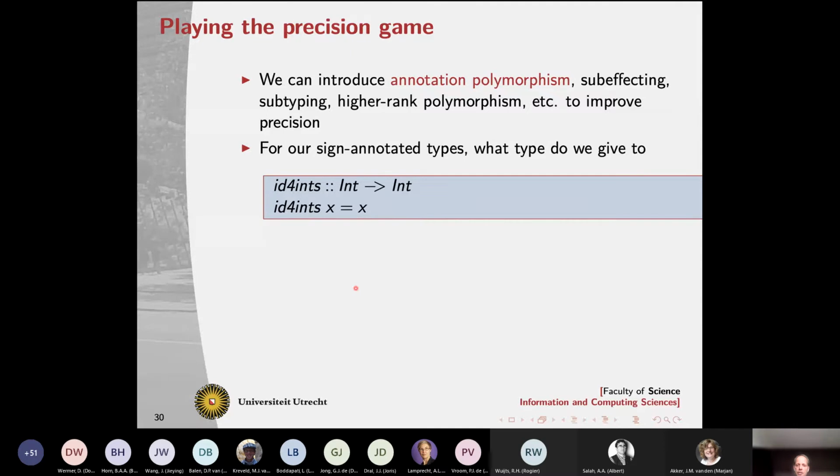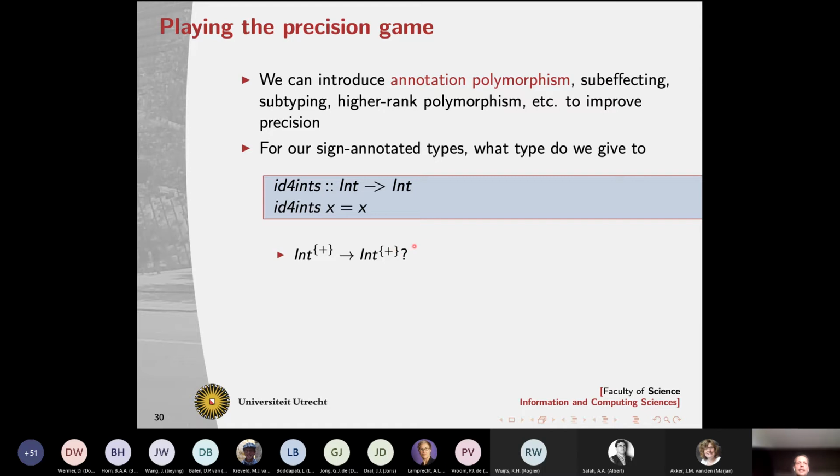And then, in the research that addresses this field, you're going to play the precision game. There are lots of complicated words here, but essentially there are lots of choices in which you can tailor the precision of your analysis. For example, I'll give you an example about annotation polymorphism. Here we have a function it for ints, that is the identity function that only works for integers. What type should we give it? Well, if you give it a positive integer, of course, it's going to give back a positive integer.